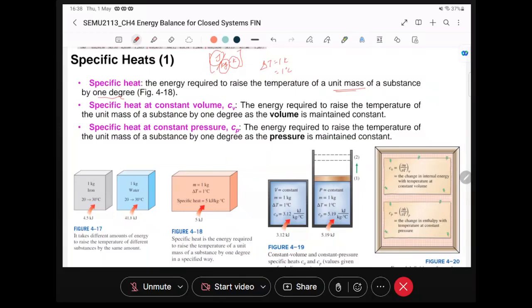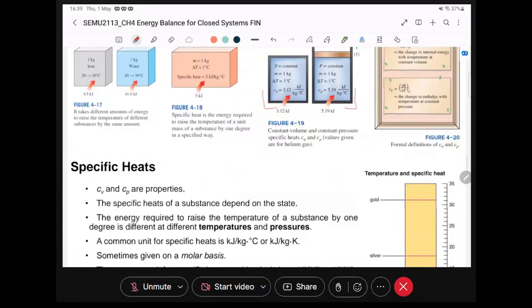Different substance has different property. Sorry, what am I saying? Of course, they have different property. Different substance has different specific heat. And specific heat can be defined by constant volume specific heat and constant pressure specific heat. Because under constant volume and under constant pressure, if the volume is changing, the heat required to heat up 1 degree Celsius of 1 kg of that substance can be different.